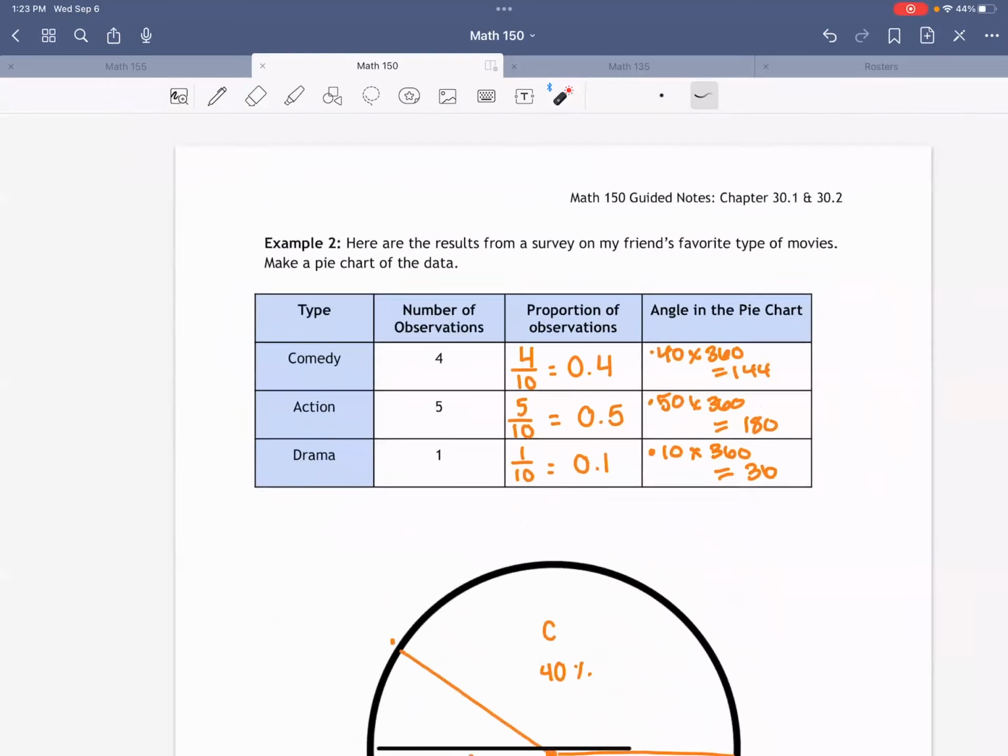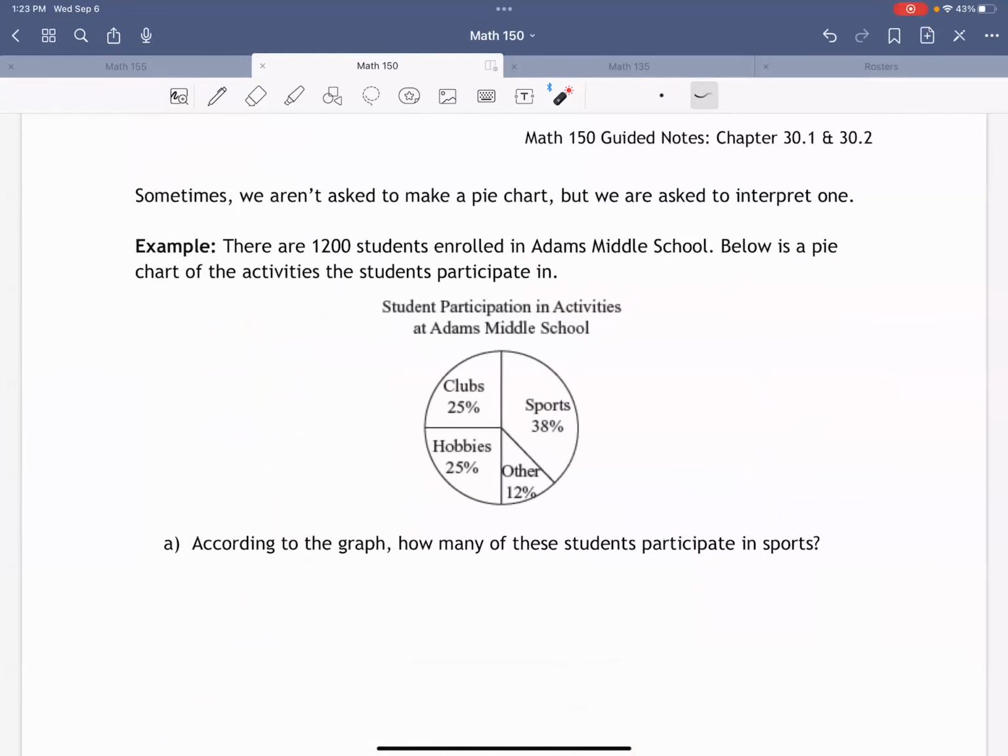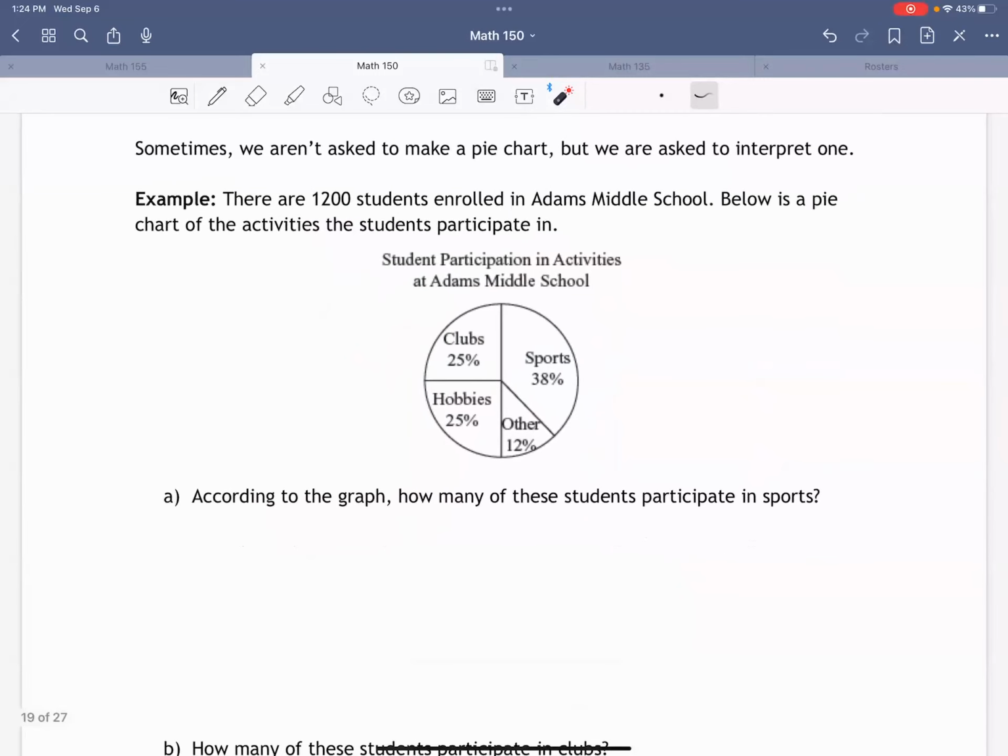Sounds good. All right. Now sometimes I'm not going to ask you to make a pie chart or calculate how to get one, but I want you to make a conclusion if you're given a pie chart. So we're going to talk about some questions I could ask here. Let's just say I have a middle school with 1,200 students enrolled. And what I have here is a pie chart of all the activities they're in. So maybe, are you in sports? Do you have other hobbies? Are you in a club? Things like that, okay? Now, let's talk about some things I could ask.